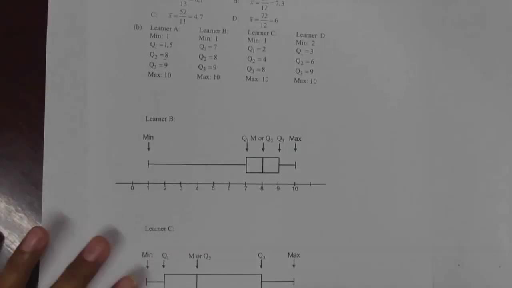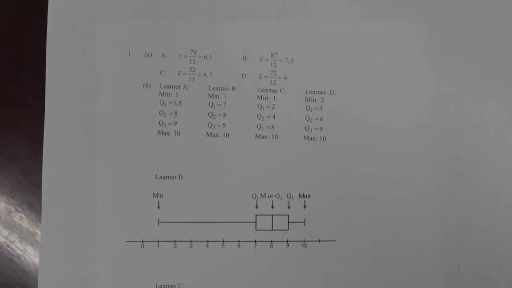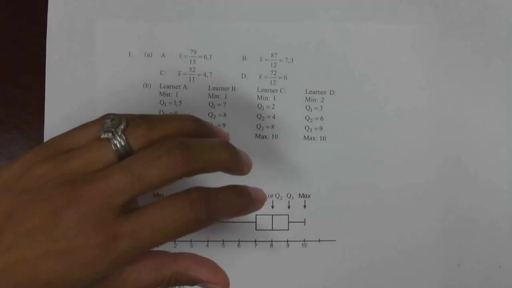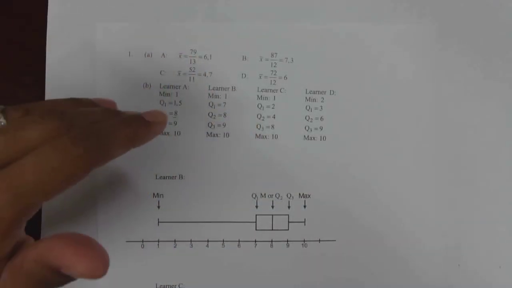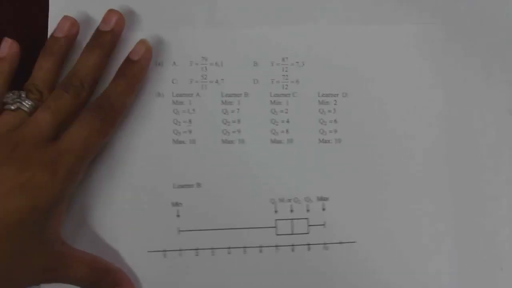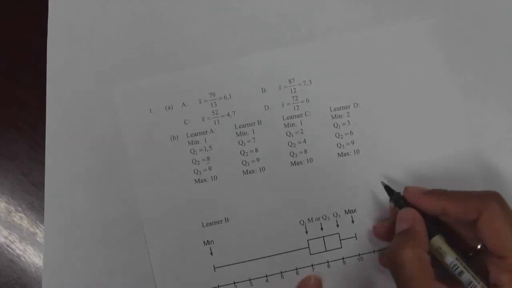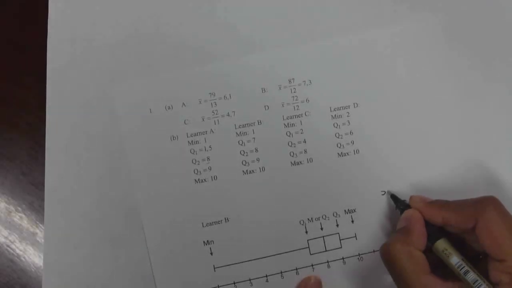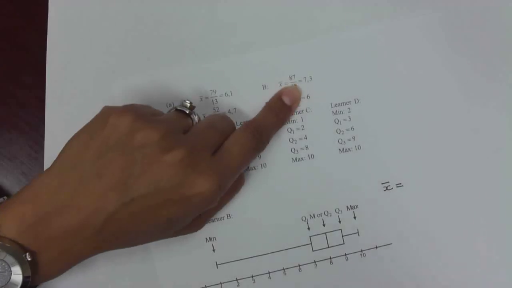Now let's take all the theory and apply it to this question. So I'm going to go through each box and whisker plot in relation to what I just told you about the definitions and how you would identify whether they're positively skewed or negatively skewed. So let's look at learner B. First thing you look at is your mean. So let's just relist the values here. Remember X bar, your mean for learner B was calculated up here, and that is 7.3.